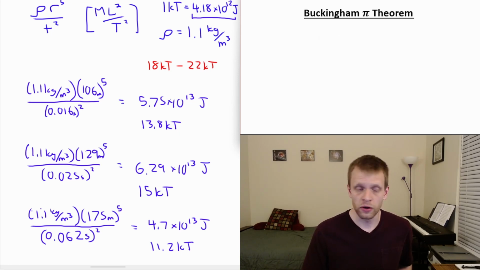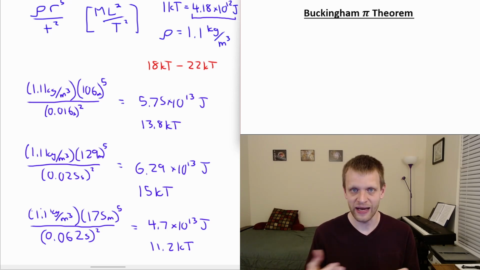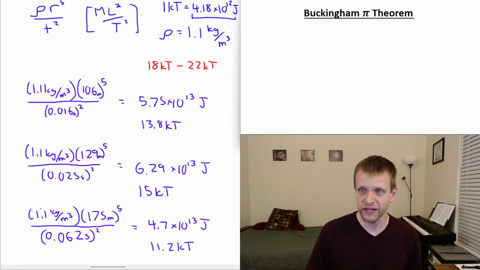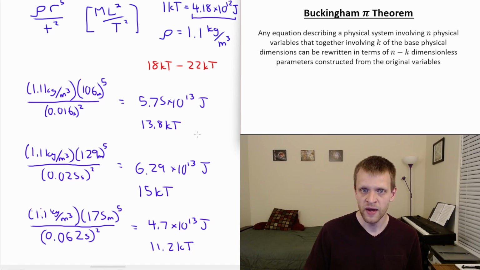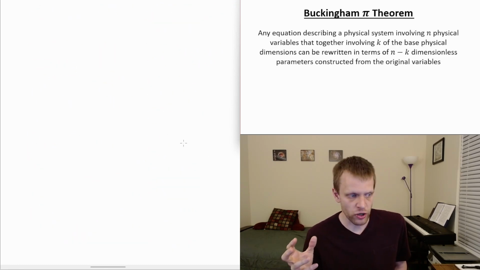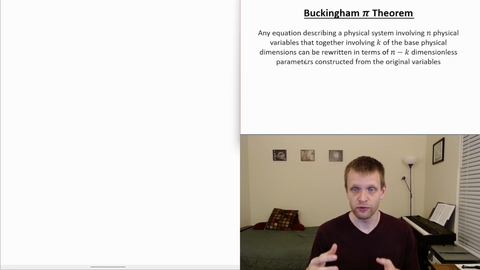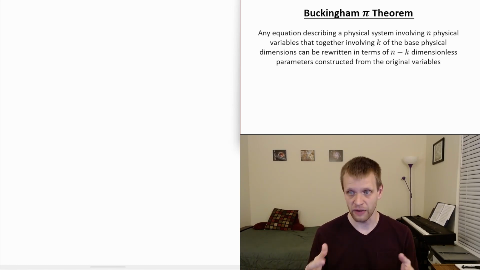Now, there's a more formalized version of how to actually express this, and it's called the Buckingham Pi Theorem. Okay? And the theorem basically says any equation describing a physical system involving n physical variables that together involve k of the base physical dimensions can be rewritten in terms of n minus k dimensionless parameters constructed from those original variables.